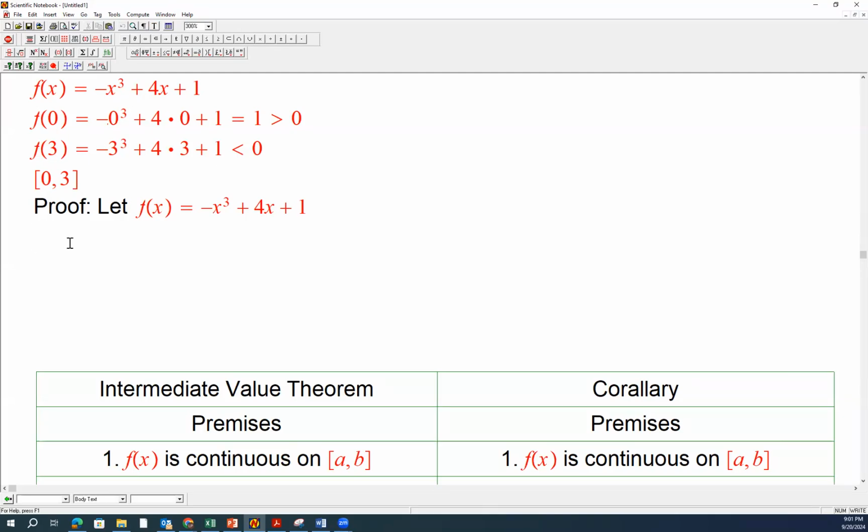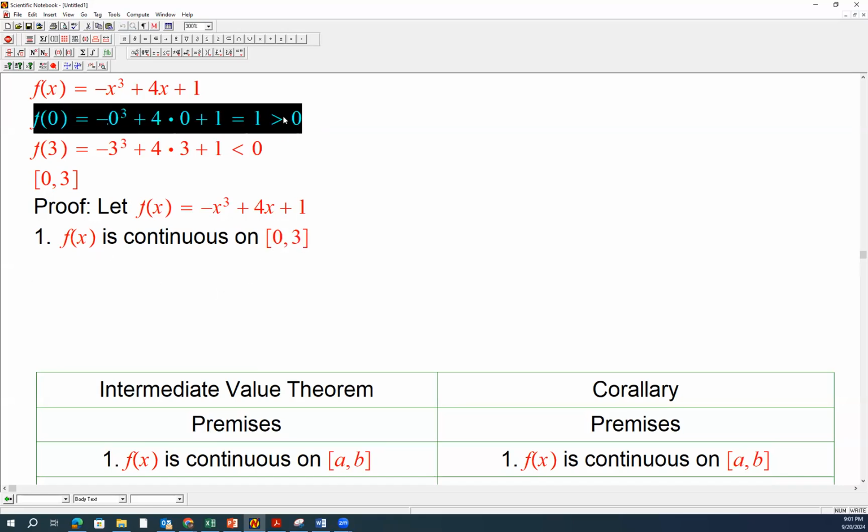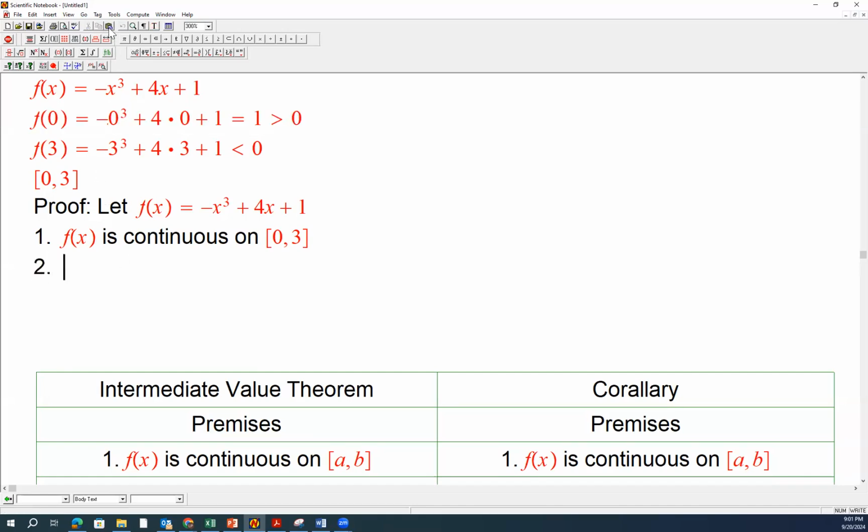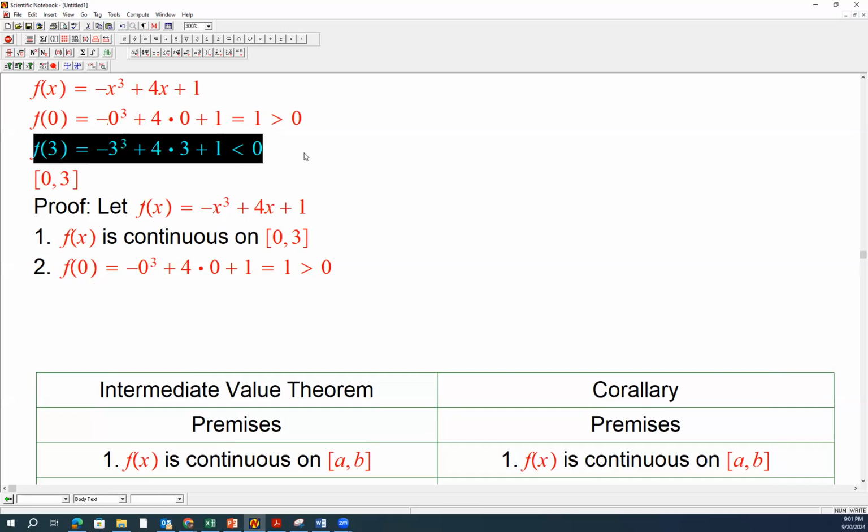So now we're going to say, okay, f is continuous, right? F is continuous on 0, 3. And f of 0 is positive, right? F of 3 is negative.